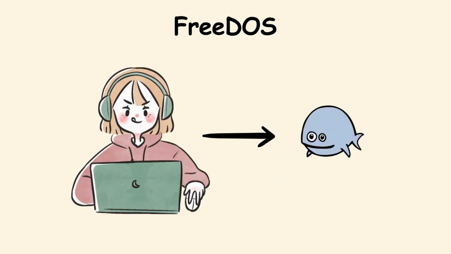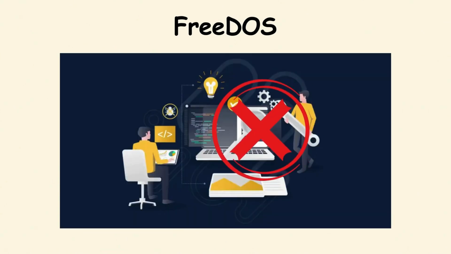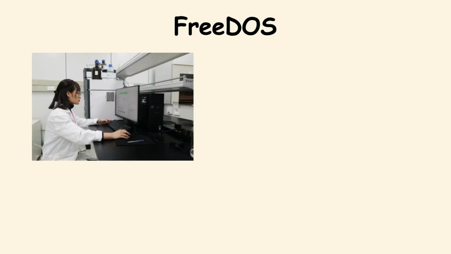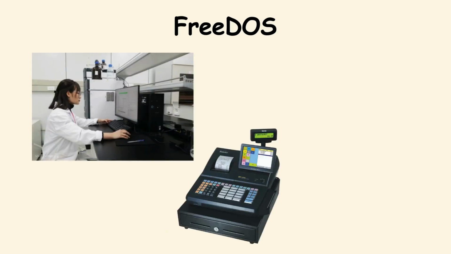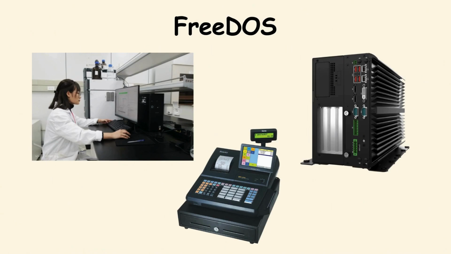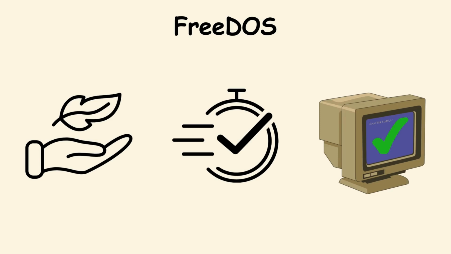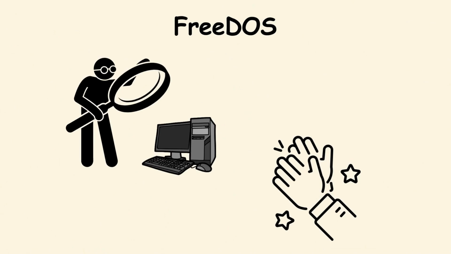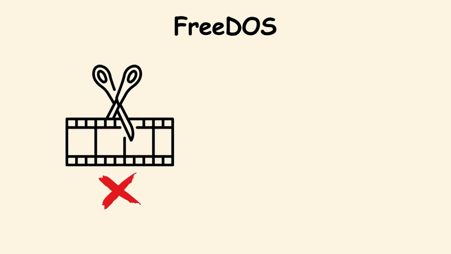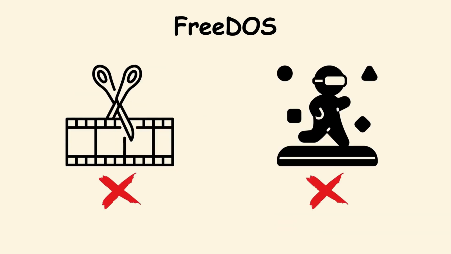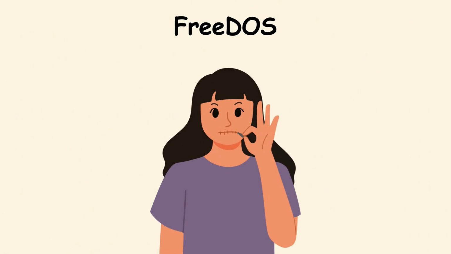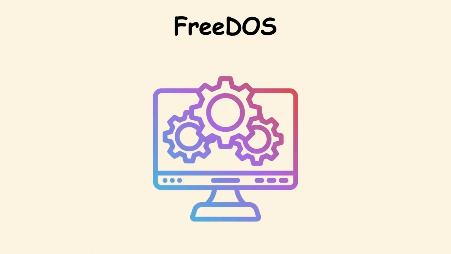It is still used today in legacy and embedded systems where old software cannot easily be replaced, things like lab machines, cash registers, or specialized industrial tools. FreeDOS is lightweight, fast, and runs on hardware modern systems would never touch. Enthusiasts also love it as a way to explore the roots of personal computing. So, while FreeDOS will not edit your TikToks or run VR, it quietly keeps history alive, powering old programs that the modern world forgot but still needs.